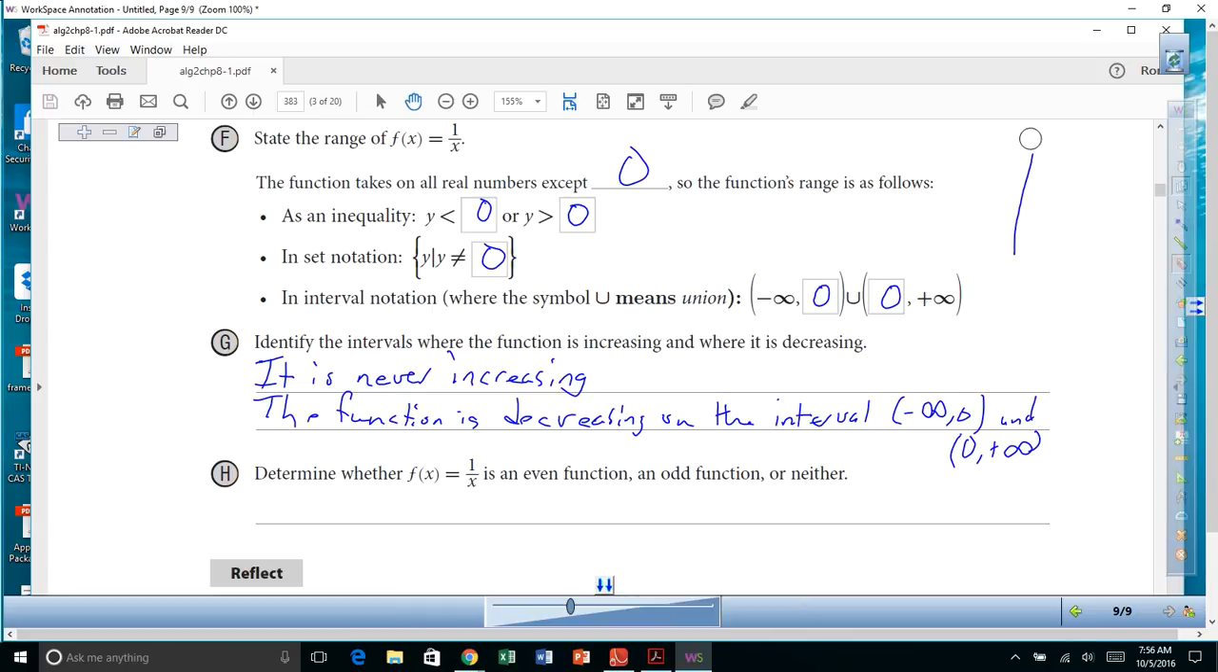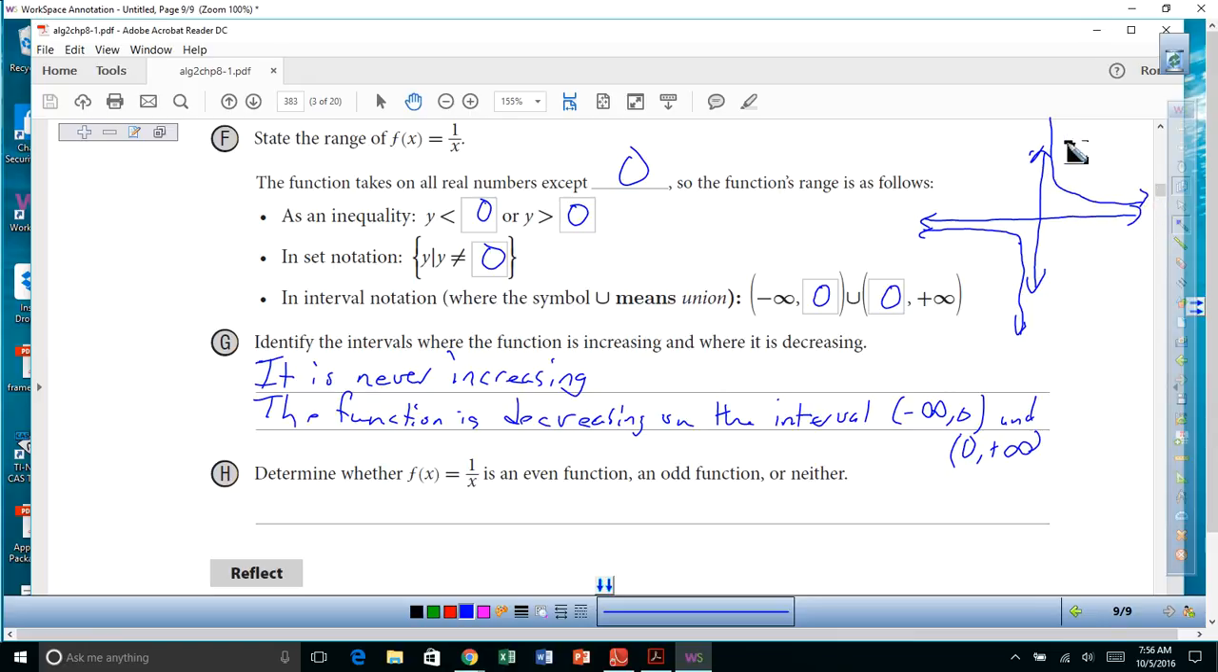Now, let me draw you a little graph here. It's kind of crooked. Why is it never increasing? It starts out here and it goes, and then see how that's decreasing. All right. Starts up here and then it's decreasing, getting closer and closer to 0, but never crossing.